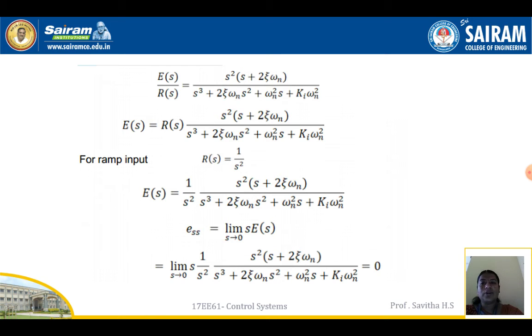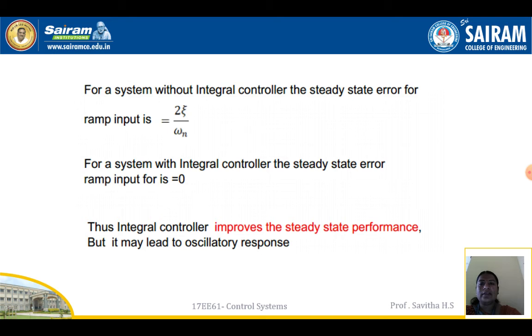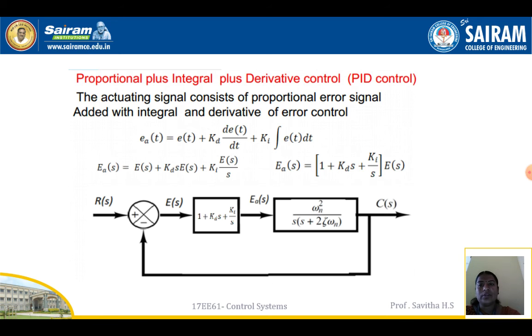For the ramp input, R(s) is equal to 1 by s square. So ess is equal to limit of s tends to 0 of s into E(s). If you substitute the limit, the ess value will be 0. For a system without integral controller, the steady state error for the ramp input is 2 zeta divided by omega n. For a system with the integral controller, the steady state error for the ramp input is 0. Thus, the integral controller improves the steady state performance, but it may lead to oscillatory response.